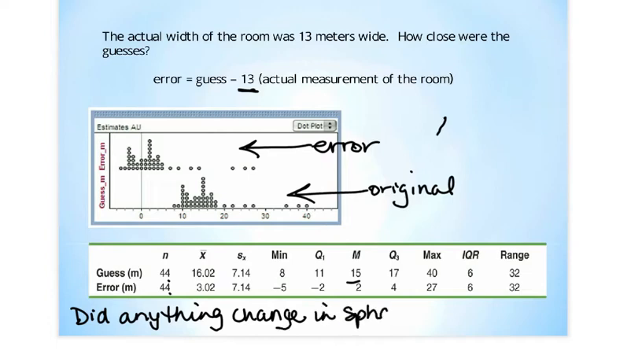Well, the shape looks exactly the same. Wow, I cannot spell today. Shape. Okay, let's take that and make it a real word. Did anything change in the shape and spread? Well, if you look at it, the shape is exactly the same in both. And the spread has not changed either. So what did we do when we subtracted the error from the actual room from it? All we did was shift it down so it's closer to a center of 0.